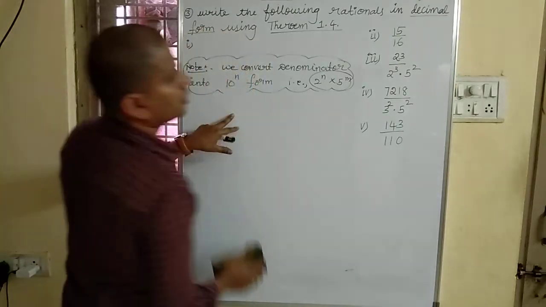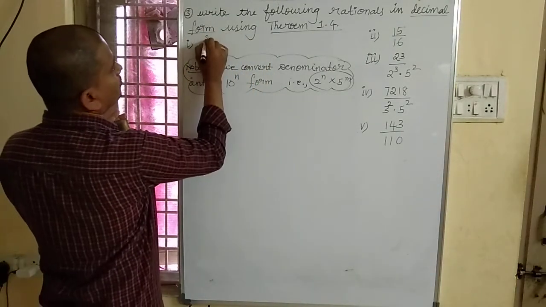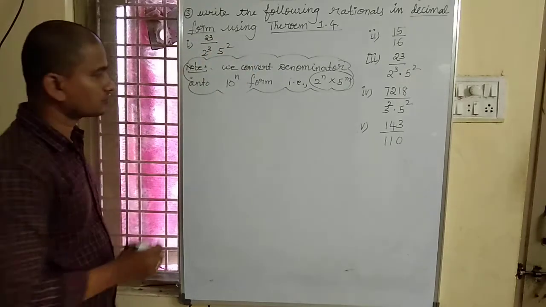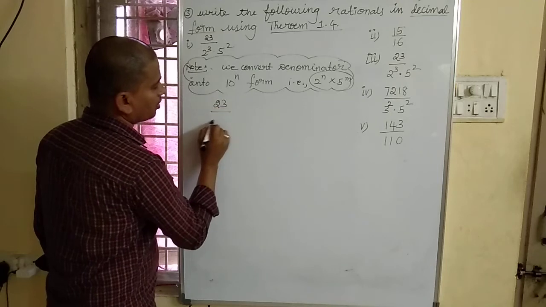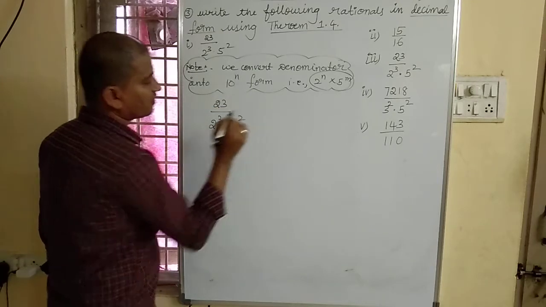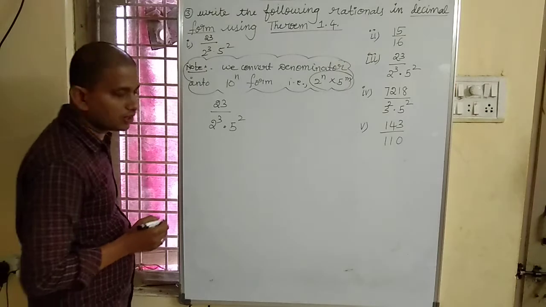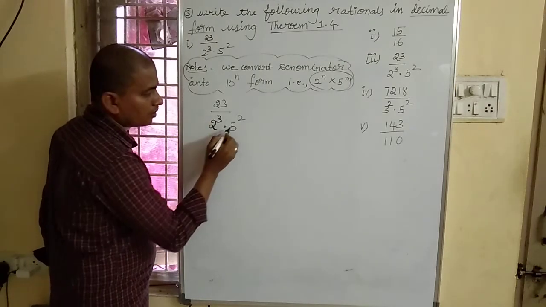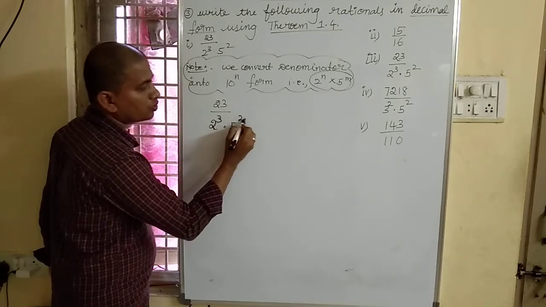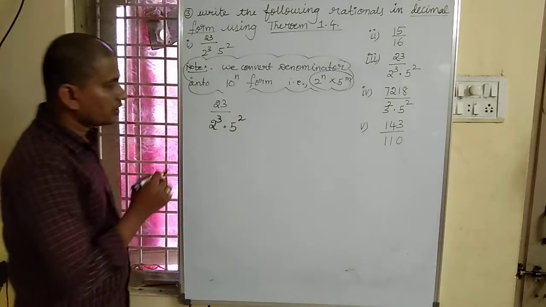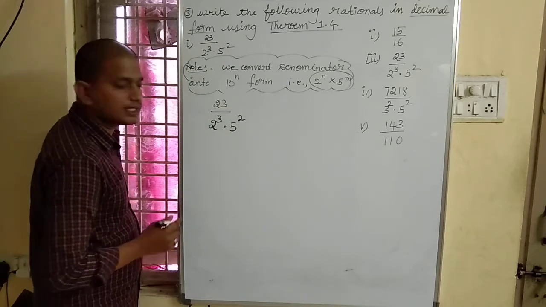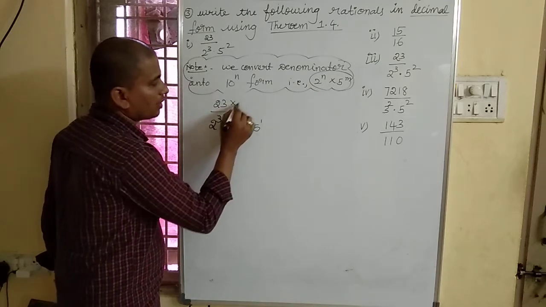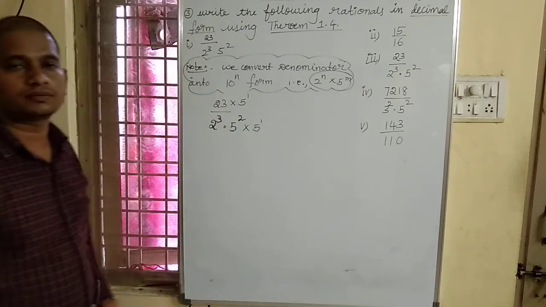So the third question is 23 by 2 cube into 5 square. You can see here 2 power 3 is there, power is 3 here, whereas here the power is 2 only. So in order to equate the powers, let me multiply the denominator by 5 power 1, and at the same time the numerator also by 5 power 1.